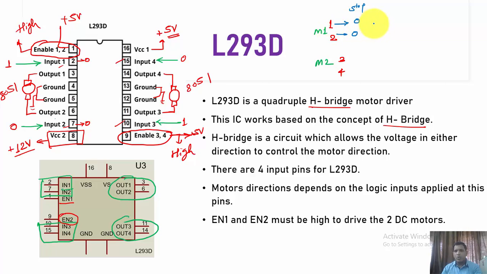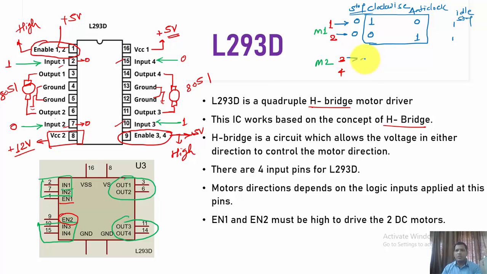When input 1 is high and input 2 is 0, the motor runs in clockwise direction. However, if this bit is 0 and this bit is 1, it is going to work in anti-clockwise direction. And if both are 1, it is in idle mode, the same as the stop condition. Right. So this is very important to control the direction. If you want to run the motor in forward direction, make input 1 high and input 2 low. If you want to run the motor in anti-clockwise direction, make input 1 low and input 2 high.